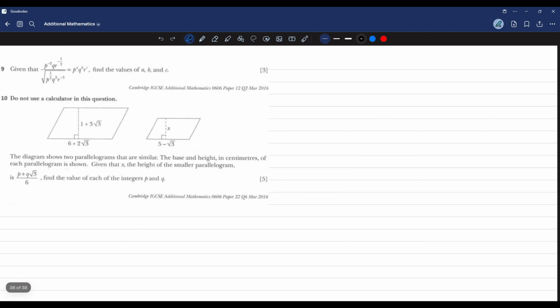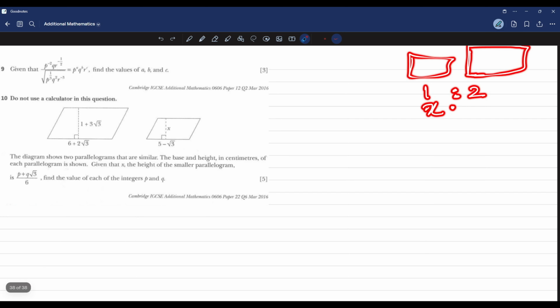Okay, so basically this is a question of similarities. So what I'm going to do is simply do what we do in similarities. In similarities, we know that the ratios are the same. So if I say that this square is double this square, the ratio for this is 1:2. And whatever I do, if the height of this is x, the height of the other square would be 2x. So when we have ratios, the ratio stays constant.